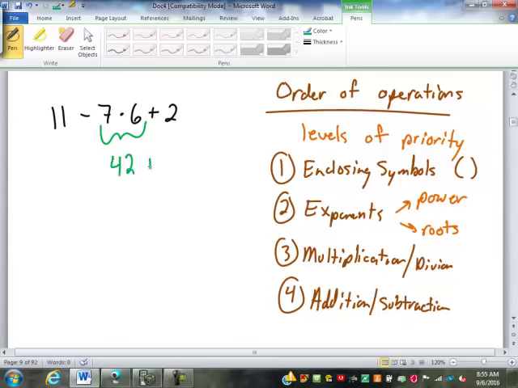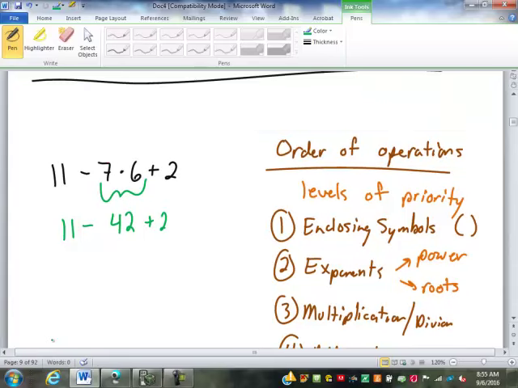What does that give us? 42. Now notice the plus 2 is still there. The minus is still in front, and there's an 11 there. So it's 11 minus 42 plus 2. Now I get the question a lot, well, is that 7 times 6 or is that a negative 7 times 6? I viewed it as just 7 times 6 and then it's being subtracted in front.